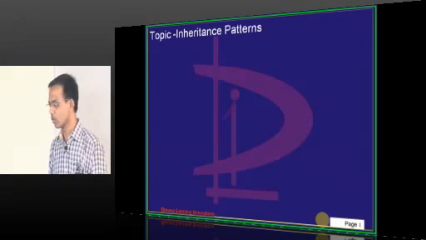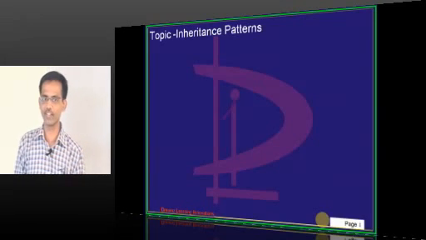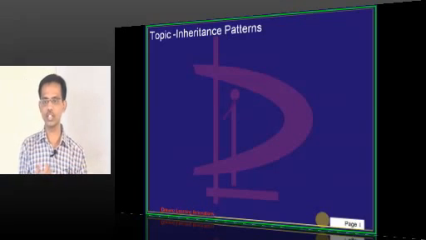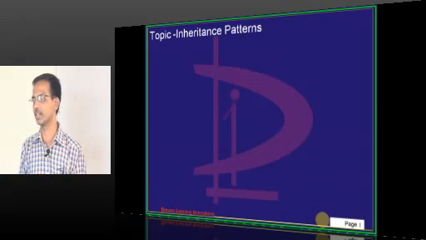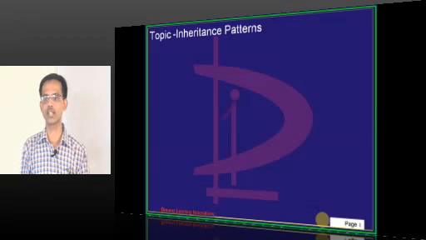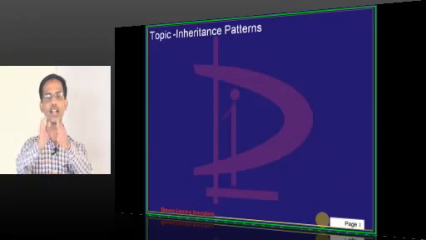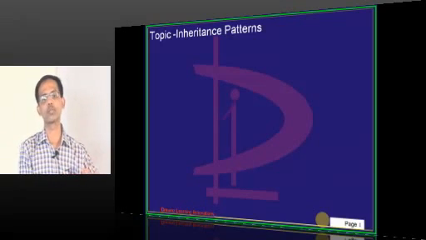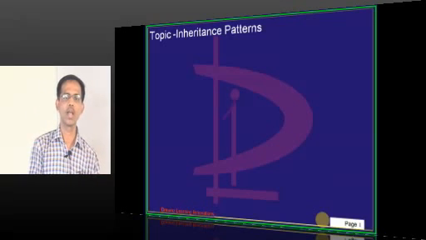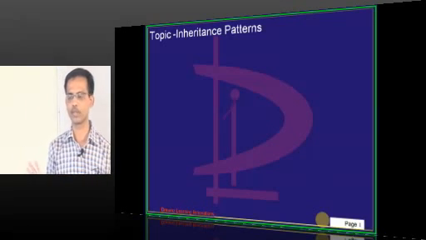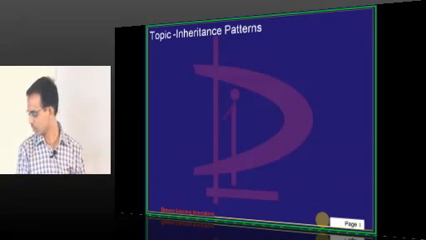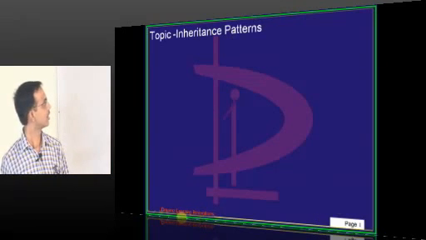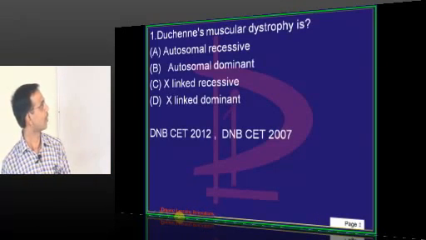So inheritance is a very favorite topic for pathology, for medicine, for pediatrics. In all these three, they are going to ask about inheritance. We cannot exactly segregate whether a question belongs to pathology or medicine, but the topic has to be very clear. First, a few MCQs. We'll have a look at a few MCQs and then get started with the discussion proper.